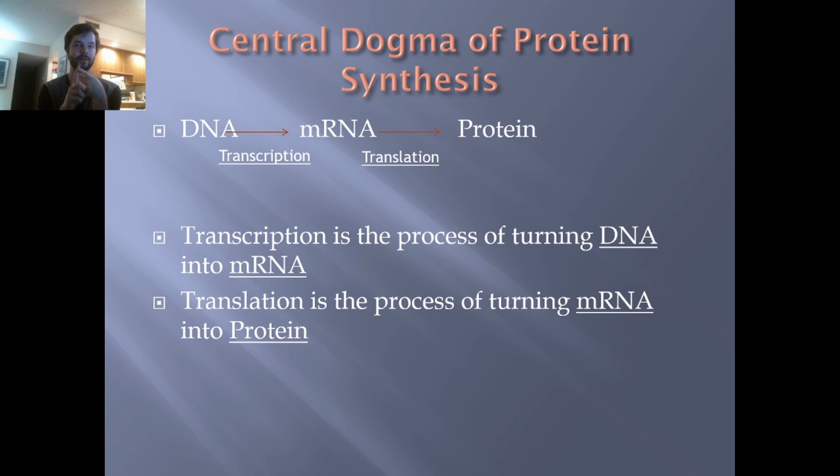So to make it simple, transcription is just the first step. DNA to mRNA, that's the first chunk. And then translation is the second step, going from mRNA to protein. So the way you can think about it is transcription. If you're transcribing something, you're copying it down. So the first step, we're just turning the DNA into mRNA.